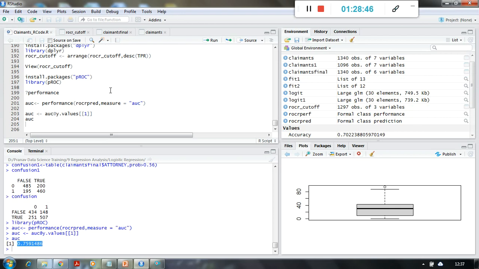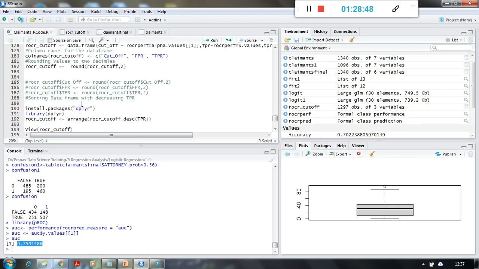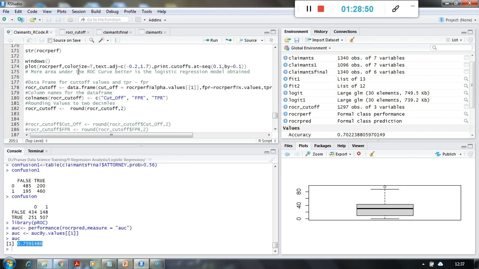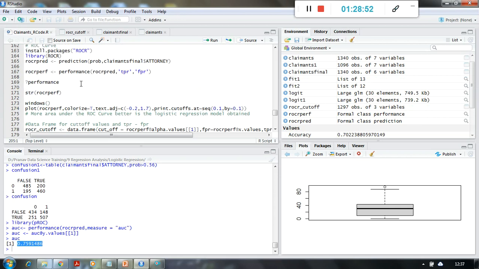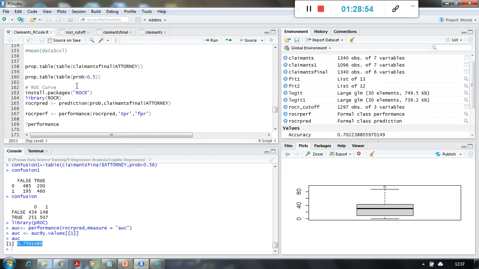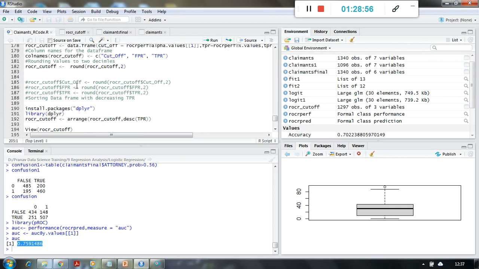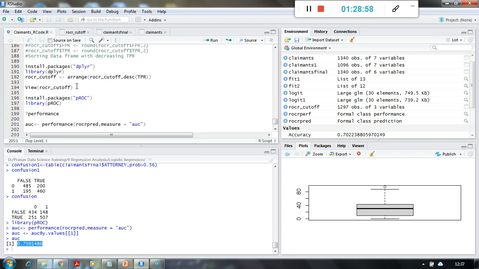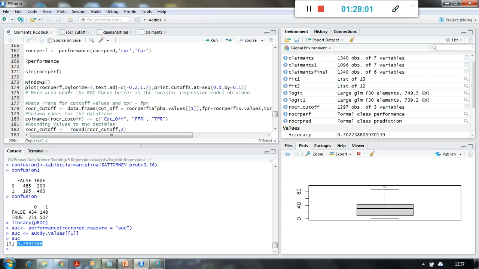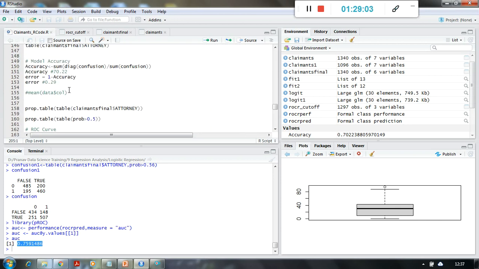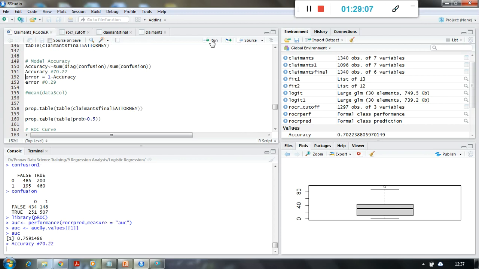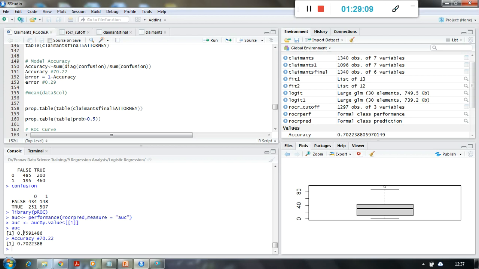This is for the first confusion matrix, not for the next one. I have not worked on that, but you can simply do it. But for the first confusion matrix, what was the accuracy we have got? The accuracy we have got was, where is that? 70.22%. This was the accuracy, and this is the area under the curve we have got.